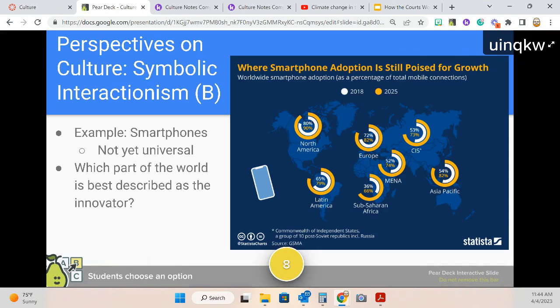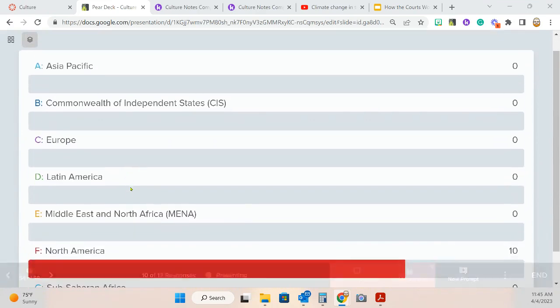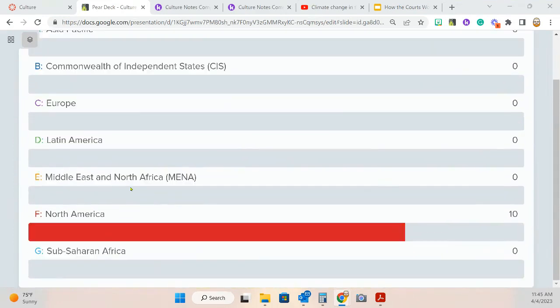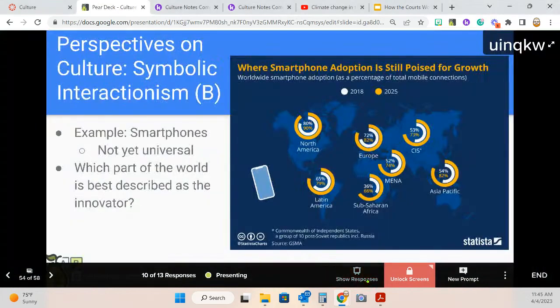Okay, and remember, innovators are the people that are the first ones to either invent the thing or to practice it. Might as well let it expire if it's only 2 seconds. Yeah, I lose track. All right. And so what we've got is, yes, North America. And that is the birthplace of the smartphone and the place with the highest level of adoption.